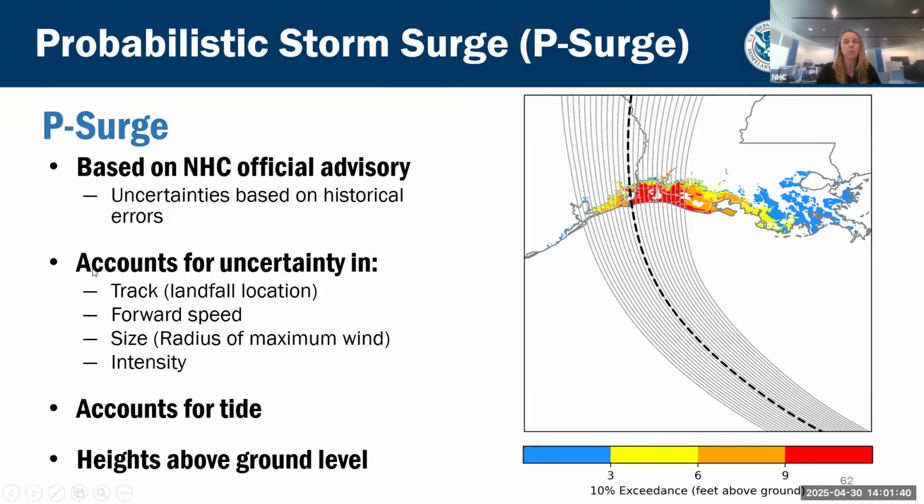We also vary the storm size. We know that larger storms can push more water towards the coast, as well as the intensity. We have weaker and stronger members to account for changes in intensity. The great thing about SLOSH and P-surge is that it does account for tide, so we are able to capture that in the results. And it's going to provide the storm surge heights above ground level, which is our main method of communicating storm surge forecasts.